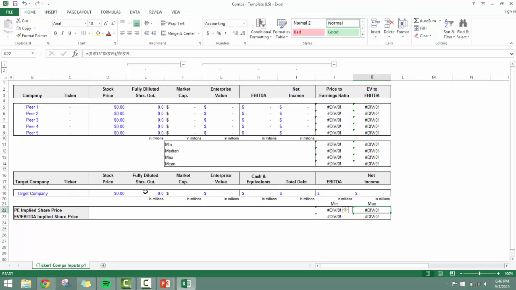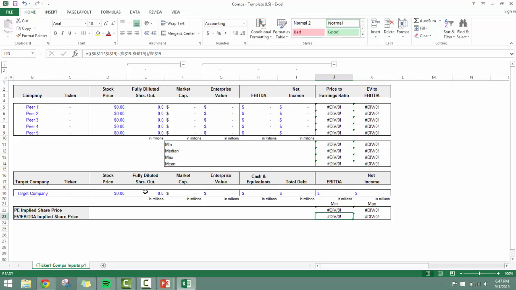And similarly for the max of the range of the implied share price, we're taking the maximum of the range from all of your peers, multiplying it by the net income of the target company, and dividing by its fully diluted shares. So that's going to give you a range on the share price, determined using the price to earnings ratio.